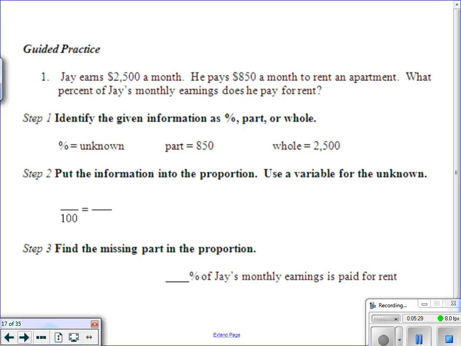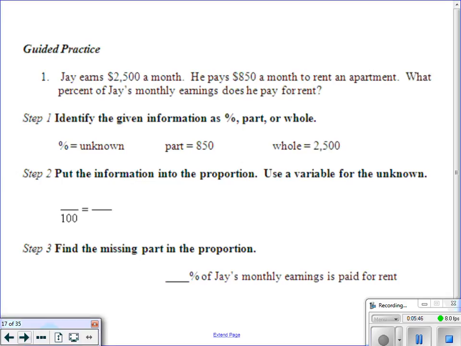Okay, practice problems here that we don't know the answer to yet. We'll go ahead and solve them. So Jay earns $2,500 a month. He pays $850 a month to rent an apartment. What percent of Jay's monthly earnings does he pay for rent?